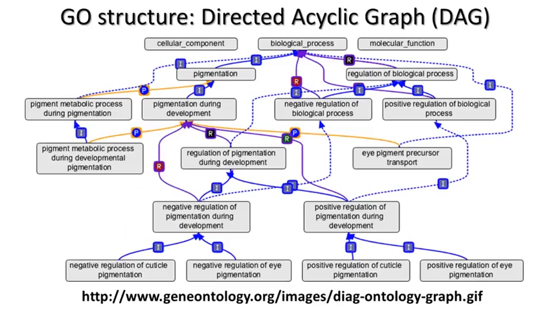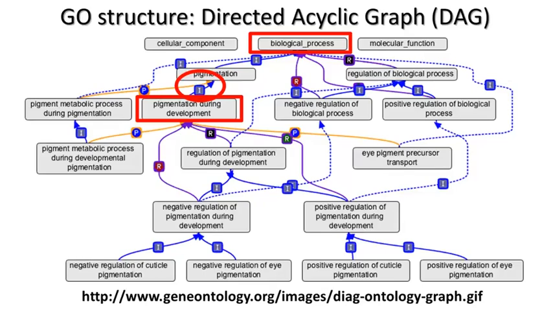Each of the 3 categories of the gene ontology can be represented as a directed acyclic graph. The 3 categories are the 3 roots. Part of the biological process graph is shown here. Each node of the graph is a concept. For instance, the node pigmentation during development is a concept of a biological process. The edges between the nodes represent the relationships between the concepts.